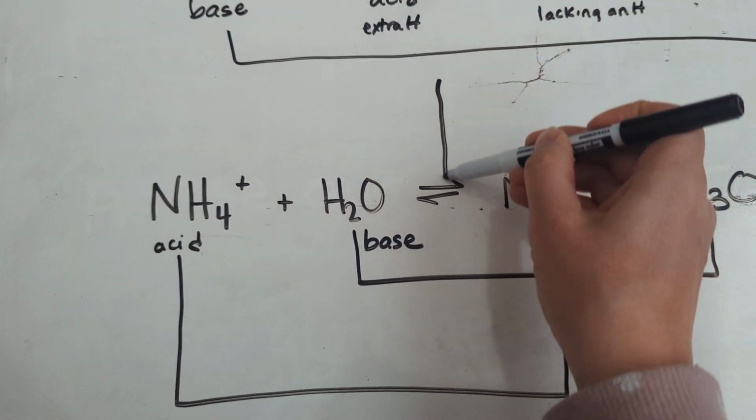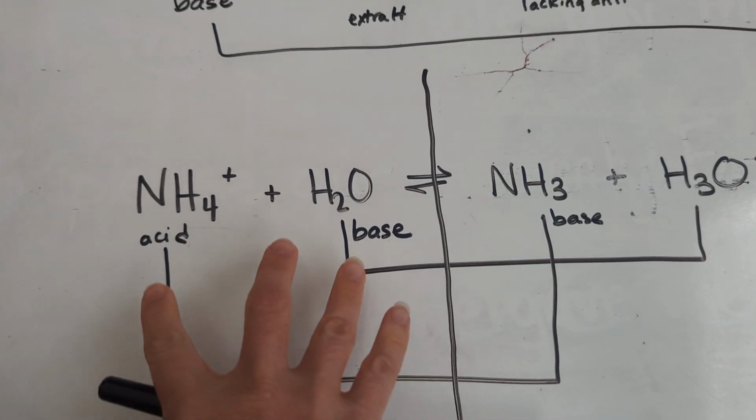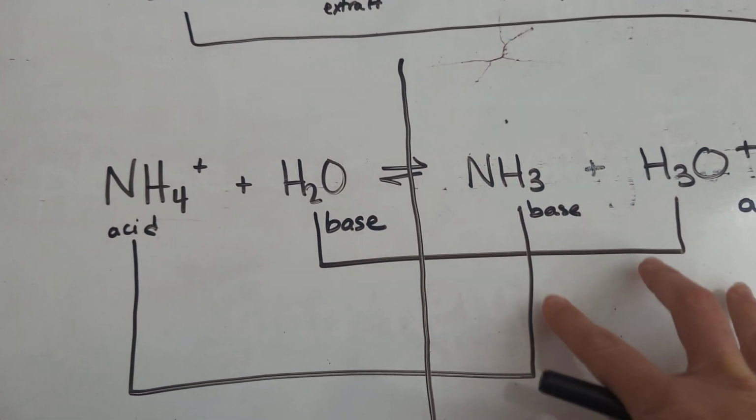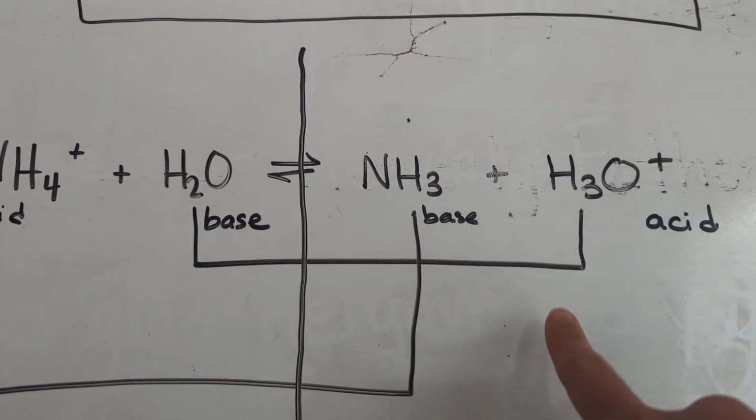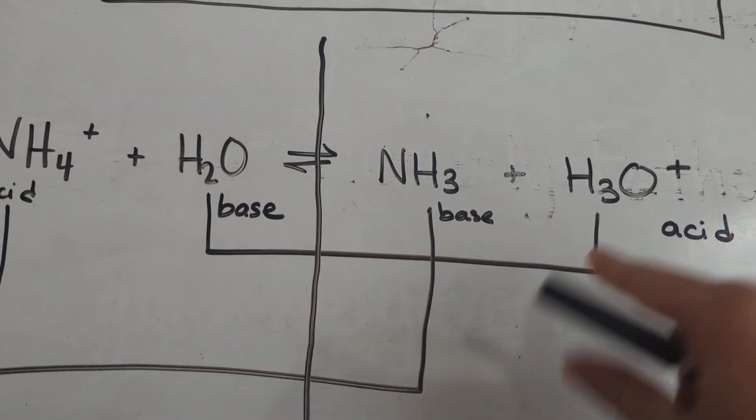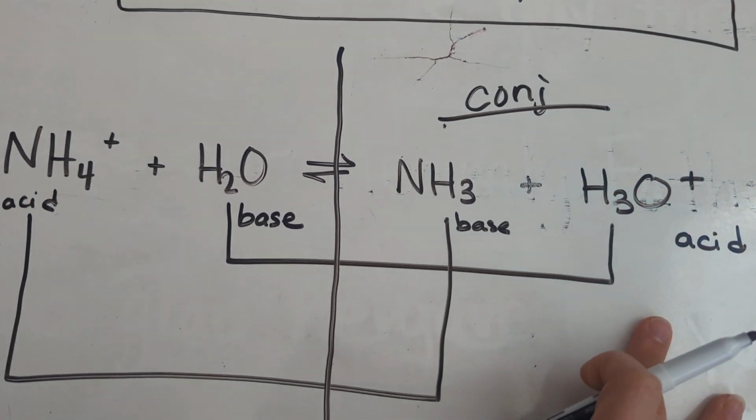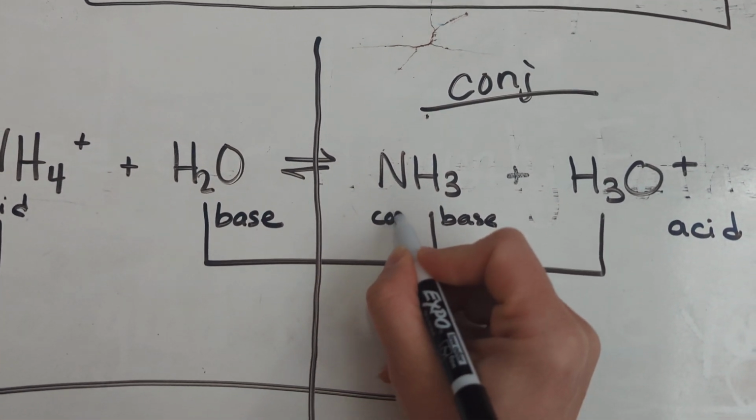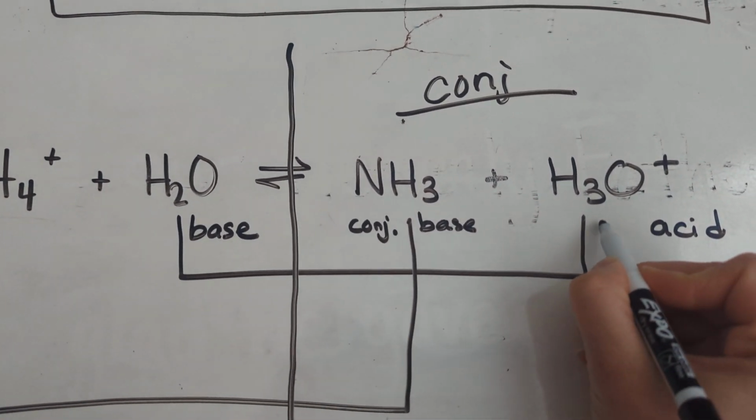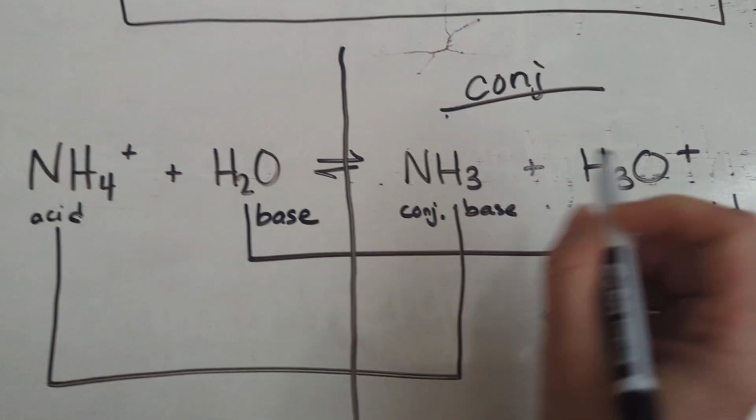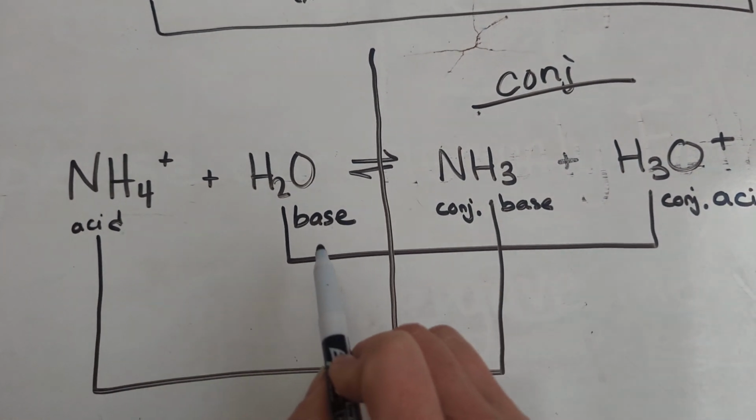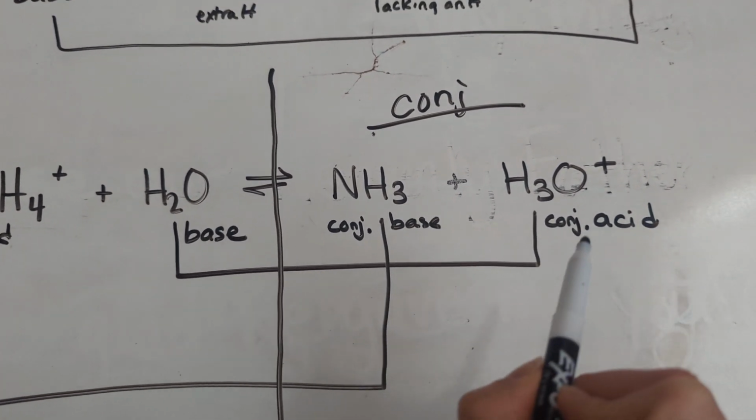Because these equal signs are like a huge divider. You get an acid and base on this side, and an acid and base on this side. Now remember, I said these are the conjugates. The conjugates are always on this side. So we need to write in conjugate. So we have acid, base, conjugate acid.